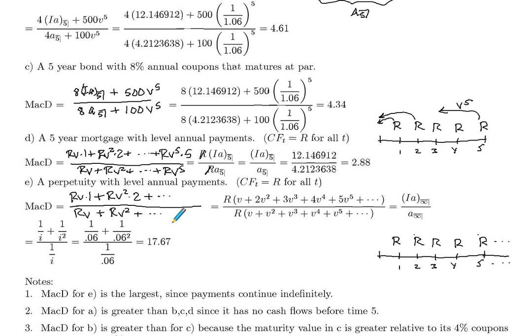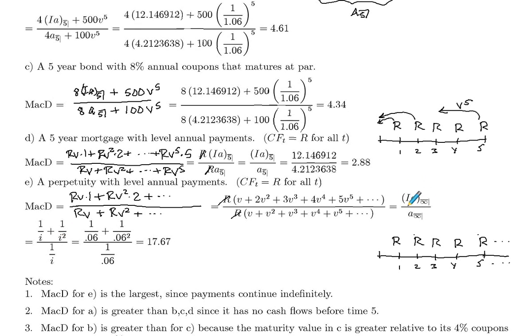It continues indefinitely. But again, R is a common factor, so we can pull that out on the top. What we've got left is v plus 2v squared, 3v cubed, etc. On the bottom, the common factor of R can be pulled out, leaving v plus v squared, v cubed, etc. These cancel. On the top, we've just got (Ia) angle infinity, and on the bottom, a angle infinity. Then you just have to look back here. This might be a little rusty because we're going back quite a ways into the annuities. (Ia) angle infinity, the present value of a perpetuity with rate i, is 1 over i plus 1 over i squared.